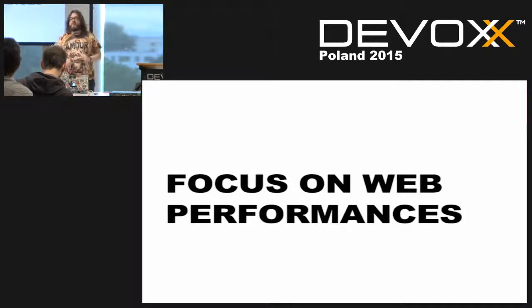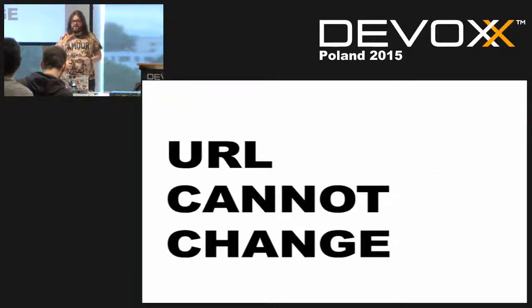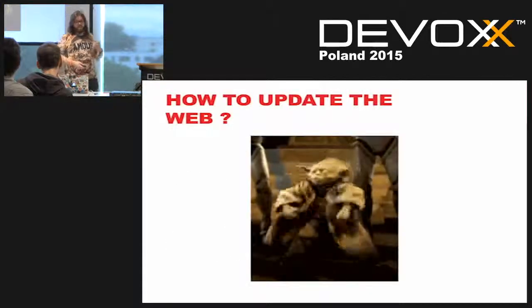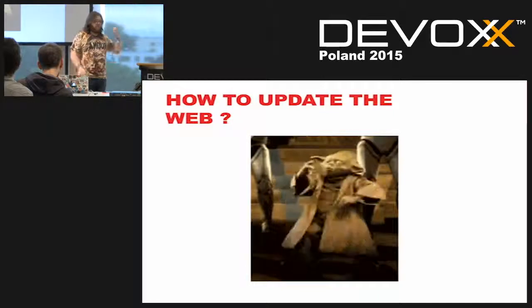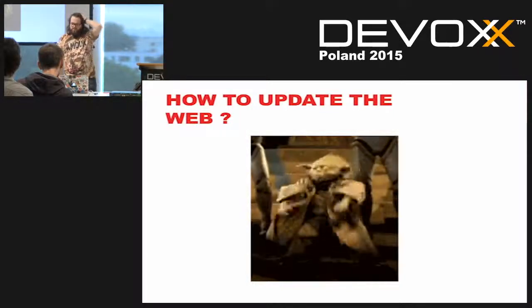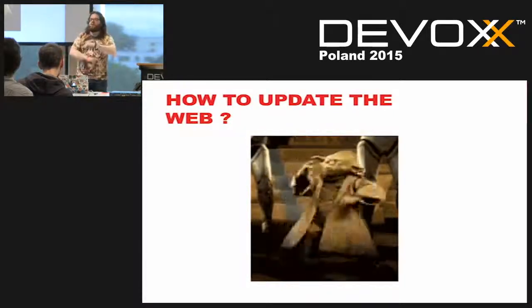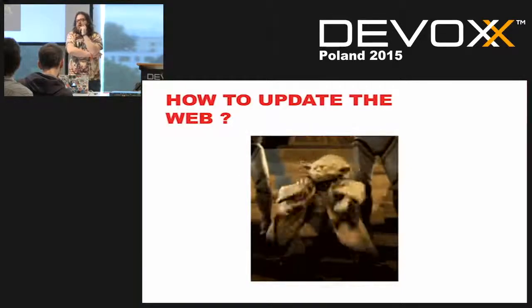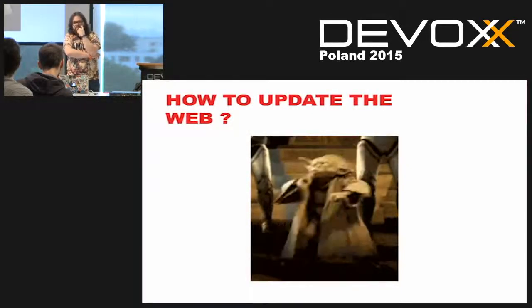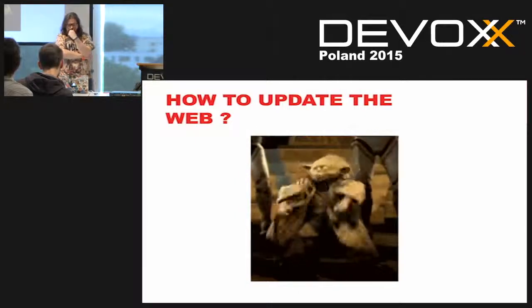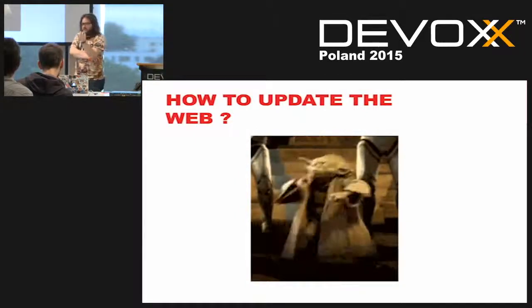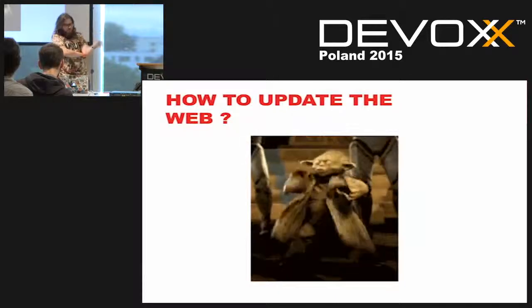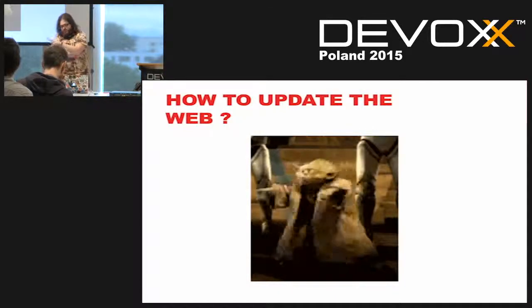The problem we have is we cannot say the URLs of all the countries on all the websites will be changed. It's impossible. So how can we update the web? We cannot say, okay, in 1 week we will all be on HTTP2. We can't just set up a maintenance for all the internet. So the problem we have is how we can move from HTTP1 to HTTP2.